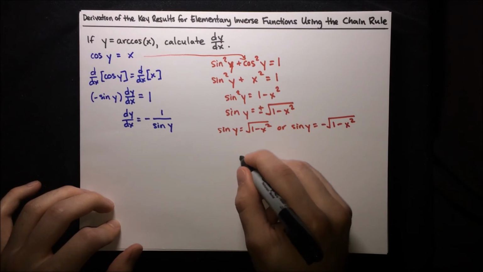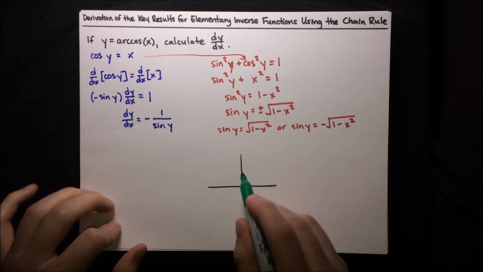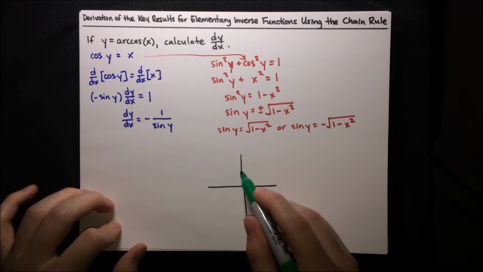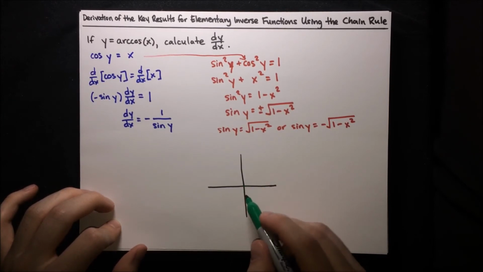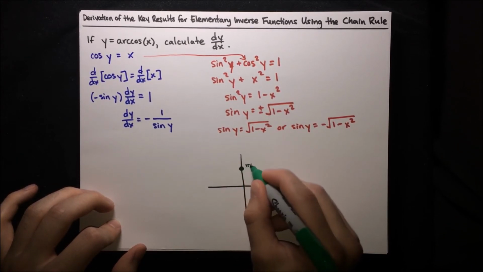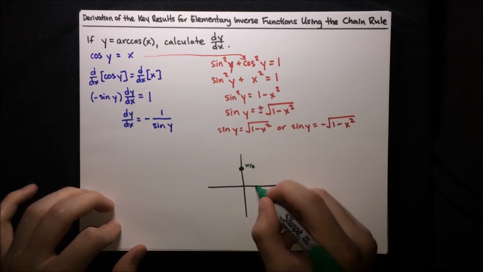And we can draw a rough sketch of our cosine. Let's just plot a couple points here. So cos of pi over 2 is just 0, so that gives us a point 0, pi over 2. Cos of 0 is just 1, so that gives us a point 1, 0.